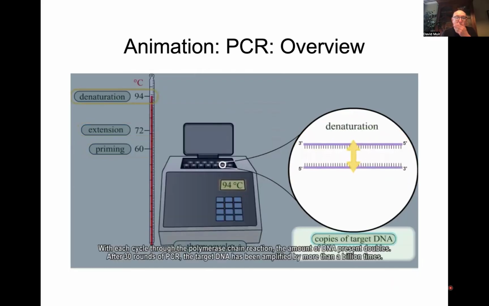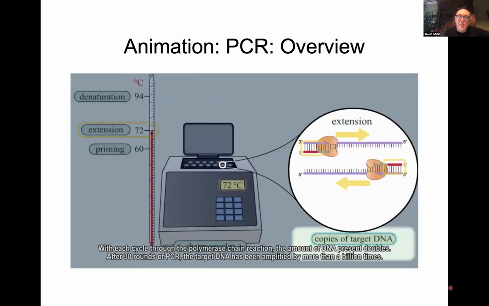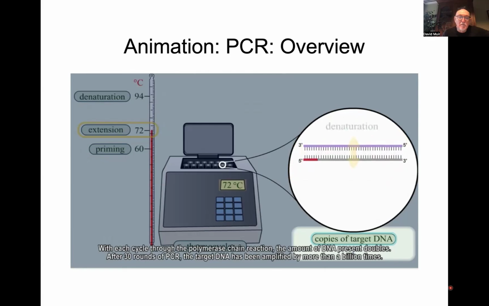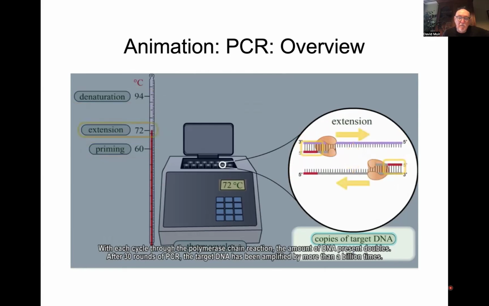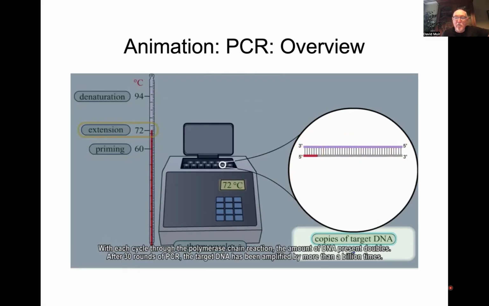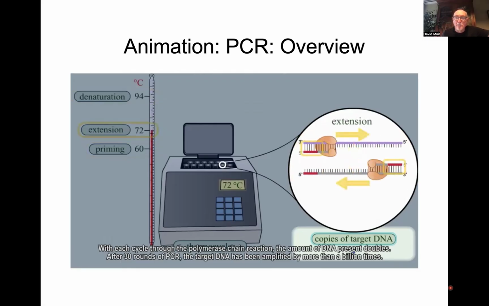With each cycle through the polymerase chain reaction, the amount of DNA present doubles. After 30 rounds of PCR, the target DNA has been amplified by more than 1 billion times.